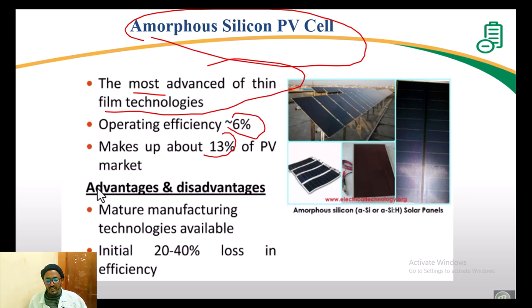And if we look at the advantages and disadvantages of this kind of silicon PV cell, which is amorphous, we have mature manufacturing technologies available, so we can develop this kind of PV cell. But the thing that's really concerning is a 20 up to 40% loss in efficiency. If you lose an initial 20 to 40% in efficiency, it's kind of hard for us. So these are the drawbacks of the amorphous silicon PV cell.